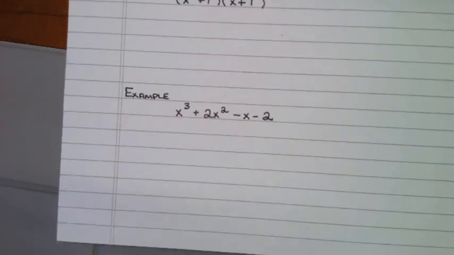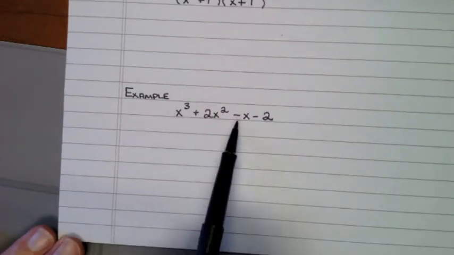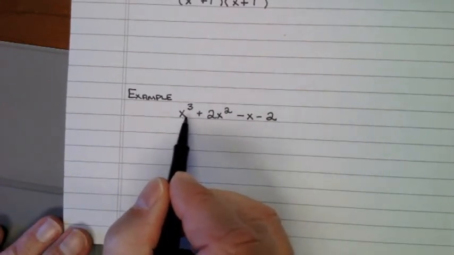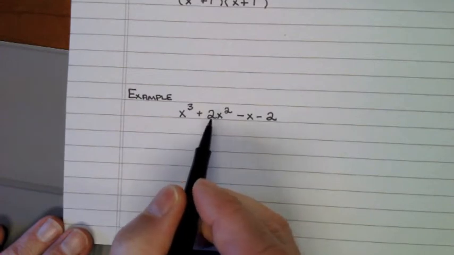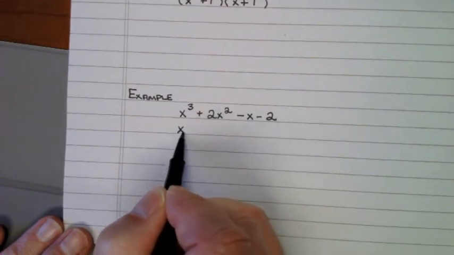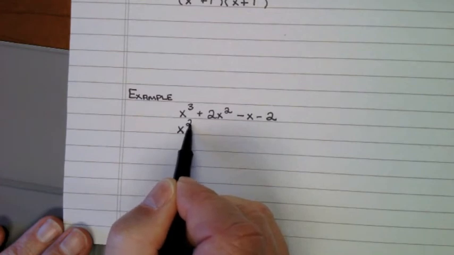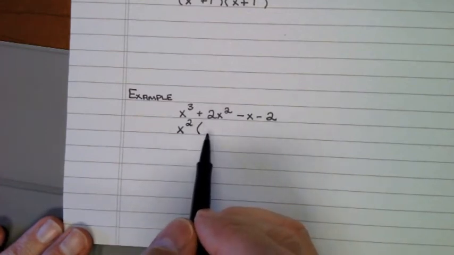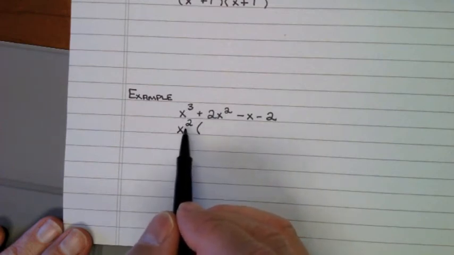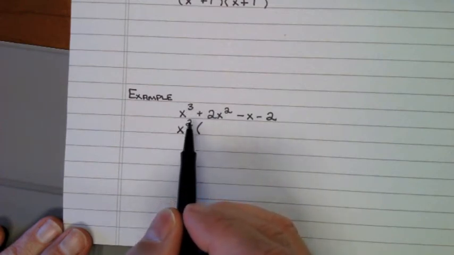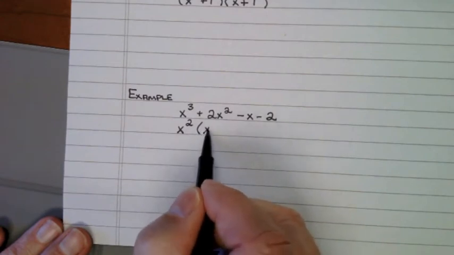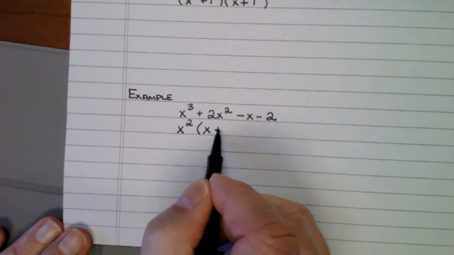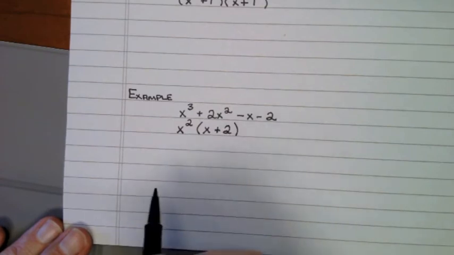I'm going to use grouping to factor this one. 1, 2, 3, 4 terms. I need to factor out the greatest common factor of these first 2 terms. It looks like the only thing they have in common is an x, and in fact I can pull 2 x's out of each one of them. I open my parentheses. How do I get what goes inside the parentheses? I divide each one of these by x squared. When I divide, I subtract my exponents. That gives me 1x left over. 2x squared divided by x squared. The x squares cancel out, and I have a 2 left over.